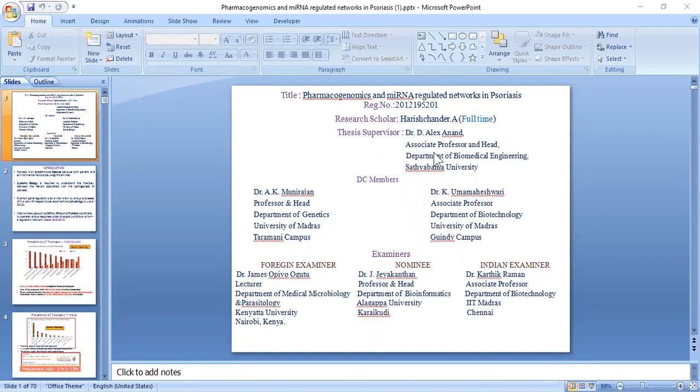Daniel Alexonen, associate professor and head of the Department of Biomedical Engineering at Bama University. The doctoral committee members are Dr. Muniraj, head of the Department of Genetics, Madras University, and Uma Maheshwari, associate professor in the Department of Biotechnology, University of Madras. The foreign examiner is Dr. James, medical microbiology and parasitology lecturer, and the nominee of the foreign examiner is Dr. Jayakanthan, professor and head of the Department of Bioinformatics at Bama University, Kharagpur. And the Indian examiner is Dr. Karthik Raman, Associate Professor, Department of Biotechnology, IIT Madras.